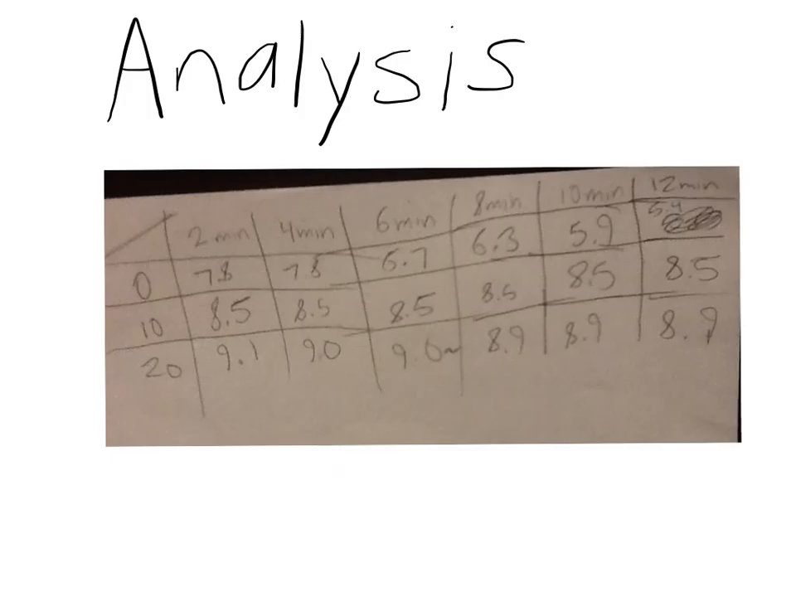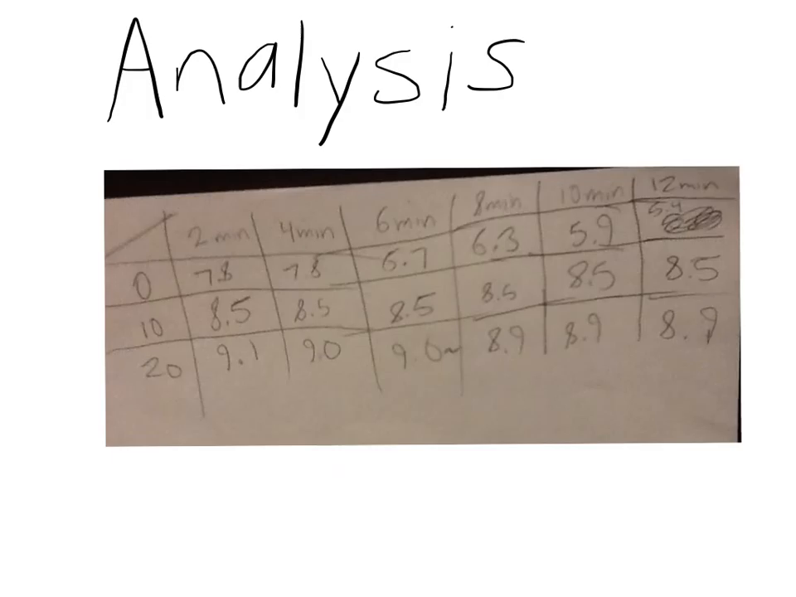Here's a table of the results that we obtained. As you can see, the respirometer containing no water displayed a respiration rate of 7.8 at 2 minutes and also at 4 minutes. At 6 minutes, it dropped to 6.7. At 8 minutes, it decreased to 6.3, and it kept on falling to 5.9 and then to 5.4 at the end of the time period.